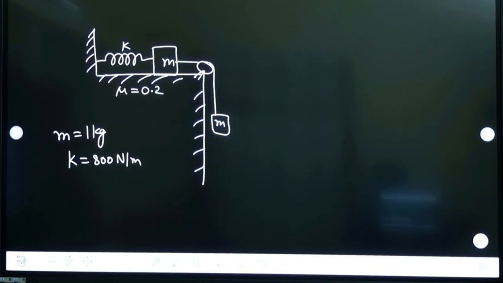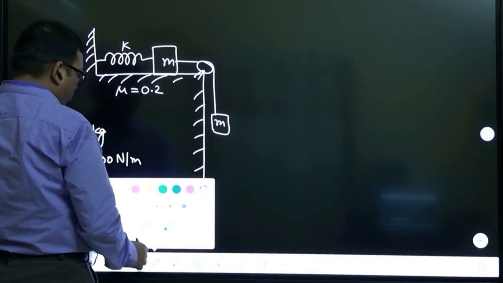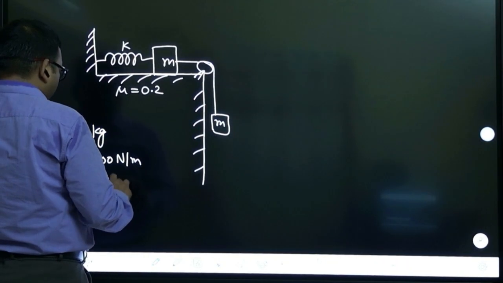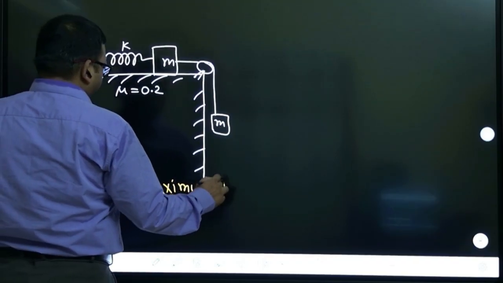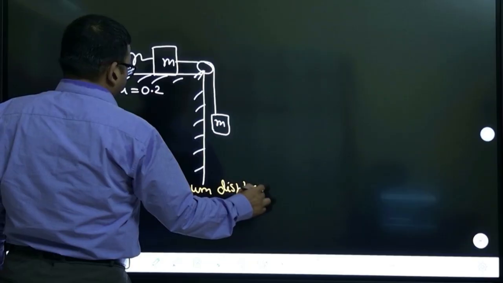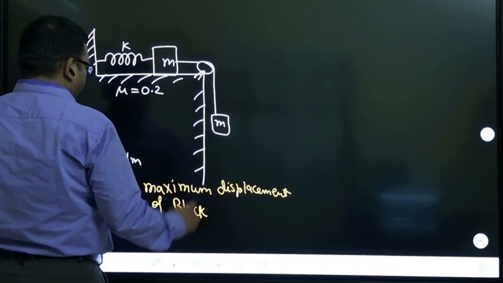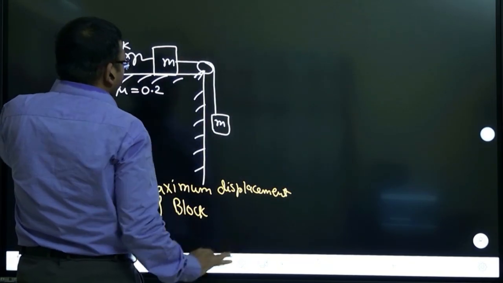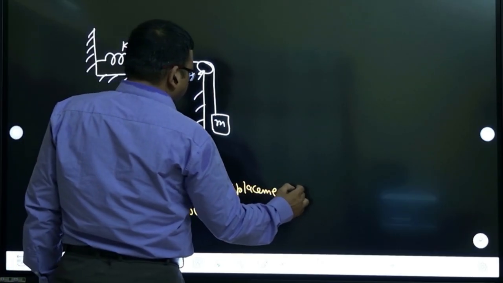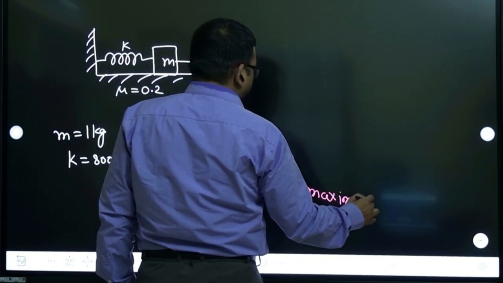Find the maximum displacement of the block. Maximum displacement of the block means maximum elongation will happen. That is the question, right? Find maximum displacement of block. So this question means we need to find out the maximum, because maximum elongation happening means maximum displacement will happen. So that means you calculate the maximum elongation in the spring.